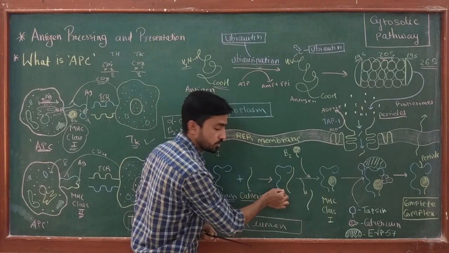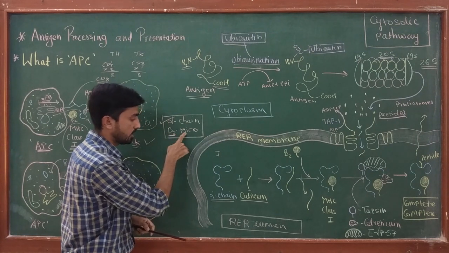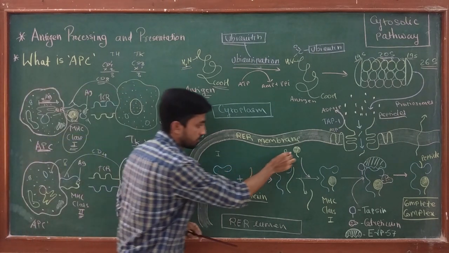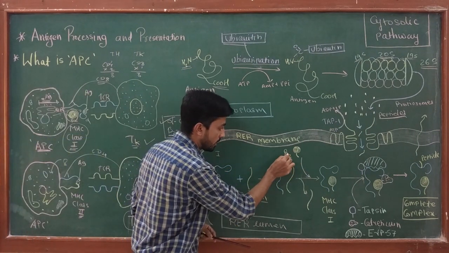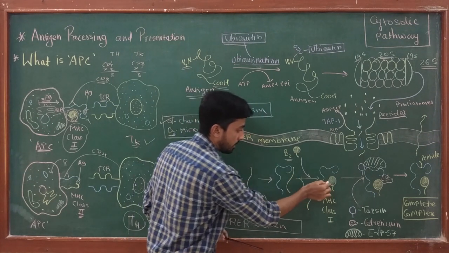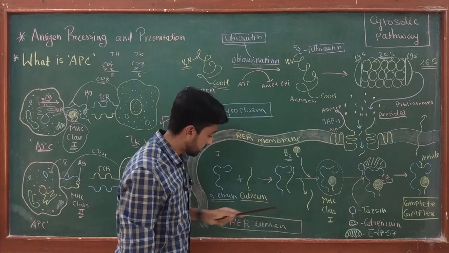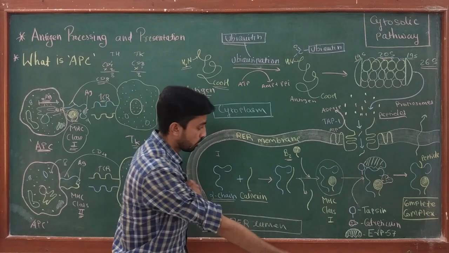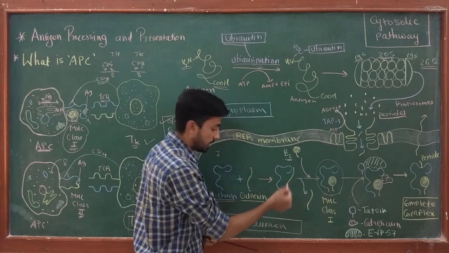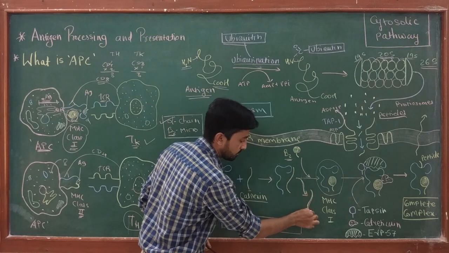Once this structure is produced, the second part of the MHC class 1, that is the beta 2 microglobulin chain, comes into the picture, and now this beta 2 microglobulin chain gets attached to the functional alpha chain, and now the complete MHC class 1 molecule is produced inside the rough endoplasmic reticulum. When beta 2 microglobulin gets into action, at the same time calnexin is released. Okay, here you can see the calnexin protein.